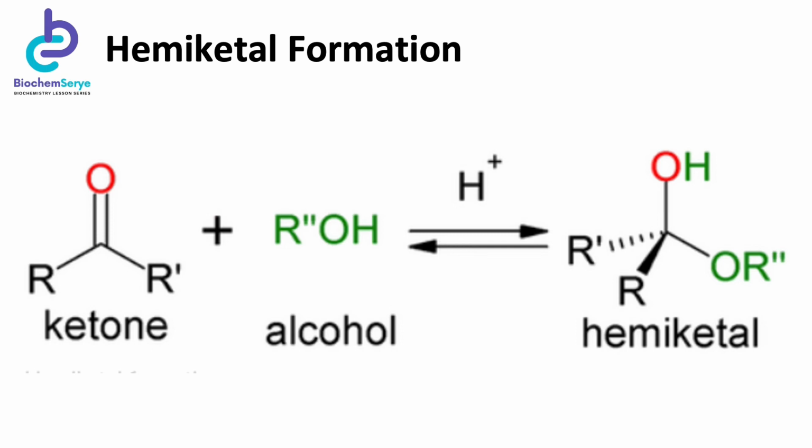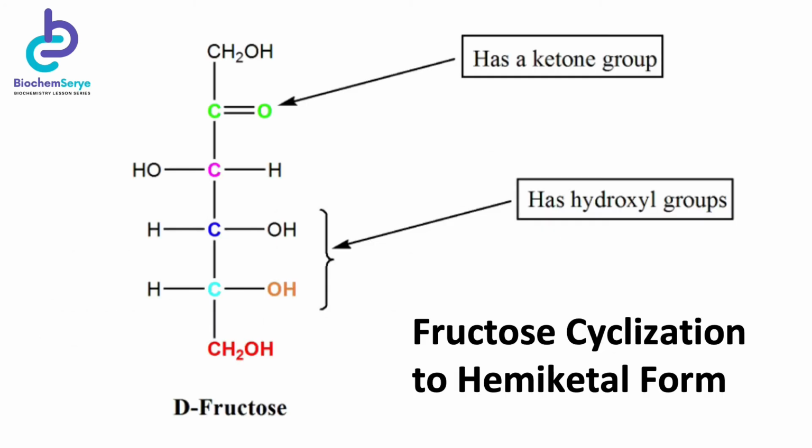Let us now proceed to discuss hemiketal formation in sugars. A hemiketal is a compound with this general formula seen here. It is formed by the reaction of a ketone with an alcohol. We have just seen the cyclization of aldehyde sugars, the aldoses, which possess an aldehyde group and hydroxyl groups. But what happens if the carbonyl group is a ketone rather than an aldehyde?